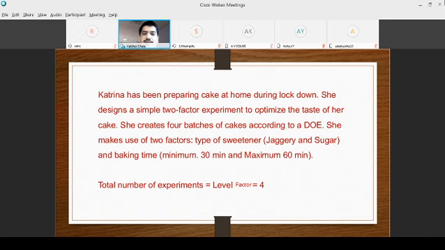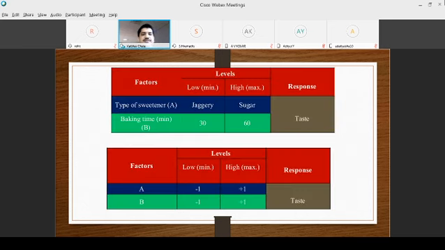That means level to the power factor is how much? That is 2 to the power 2. 2 is the number of levels used. The number of factors we have is 2. That means 2 to the power 2 will be 4. That means she has conducted 4 experiments.